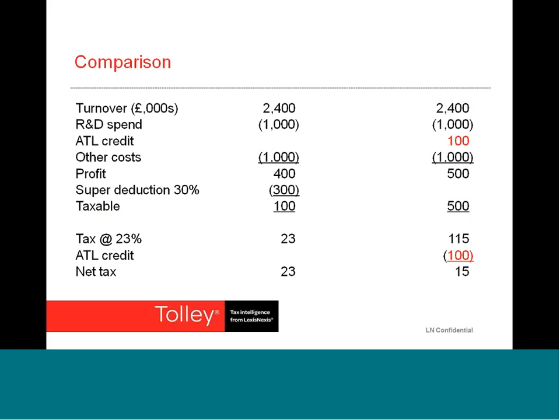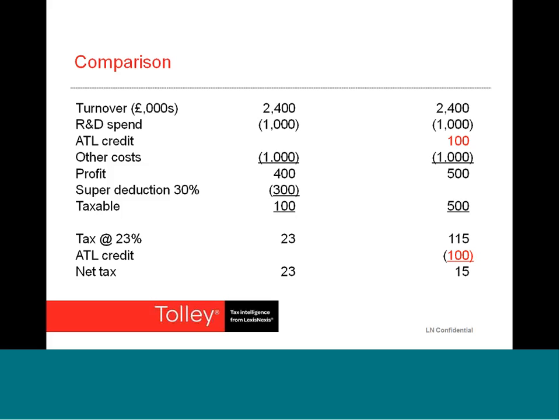Now let me give you a comparison. On the left-hand side, you've got the normal treatment we're used to, the 130% deduction. So if I've spent £1,000 on R&D, or £1 million as it is in this example, then I've put 100% of it through, so I'm allowed another 30% of it through as my extra deduction. Now in this example here, that would get me to 100,000 of taxable profits. Let's say full rate applies, 23%, 23,000 of tax.